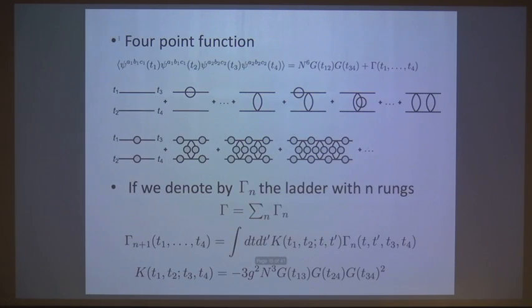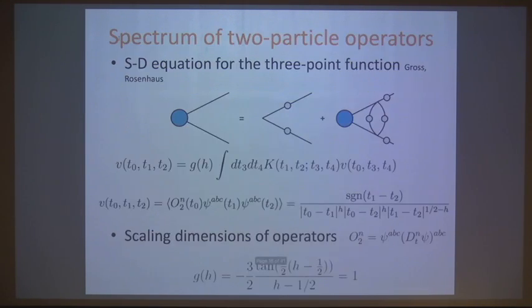which means that the scaling dimension of psi is 1/4. Then you can look at the 4-point function, and then the melons actually produce these ladders with dressed propagators. And to find the spectrum of operators, you have to diagonalize the kernel. It's by now a famous technique, very standard. So it's a beautiful application of the Schwinger-Dyson technique. For example, in the Gross-Rosenhaus paper, this was used using the constraint of conformal invariance on 3-point functions.